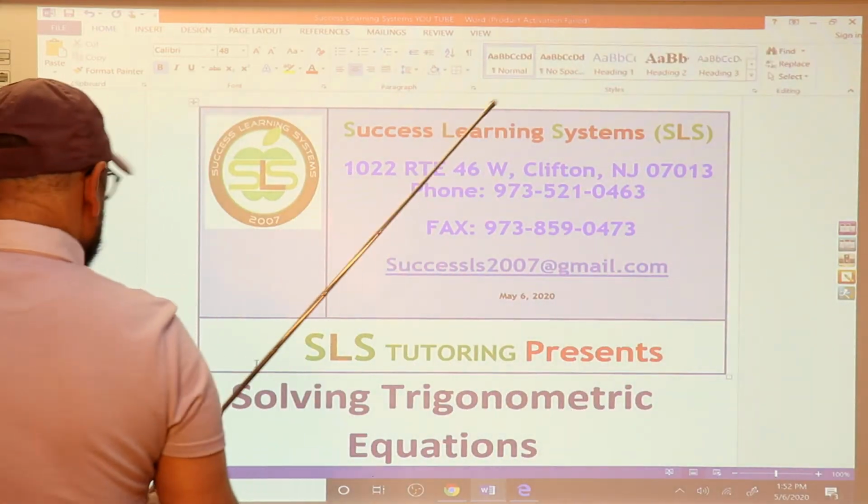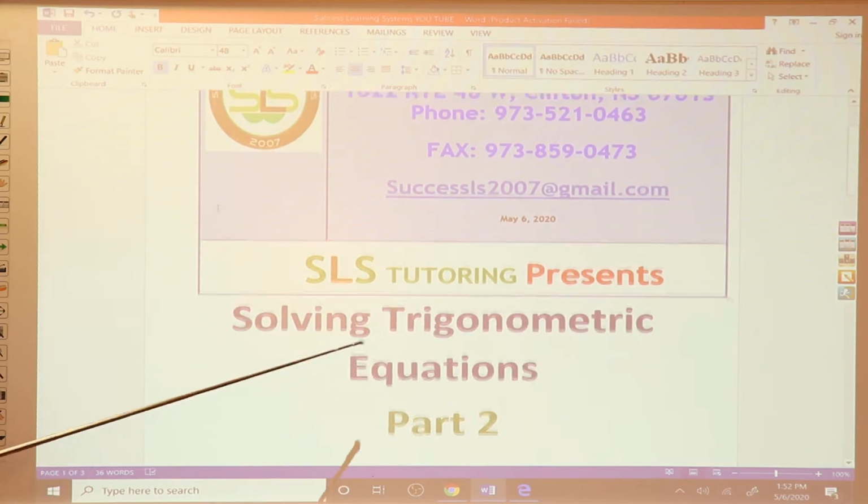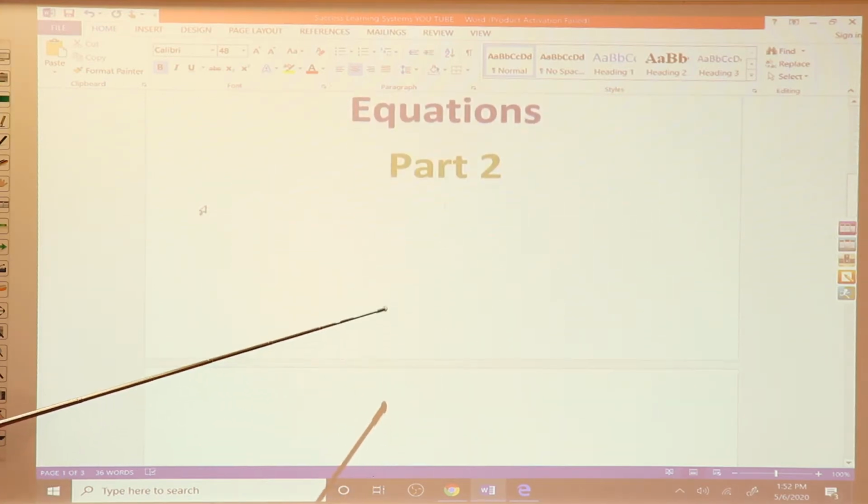Okay, our class is Trig equations. This is the second part. I'm going to solve more problems.